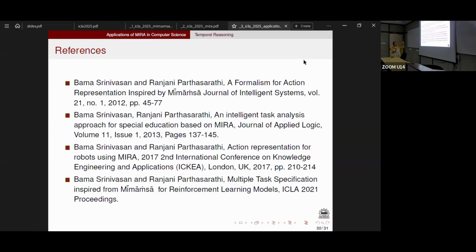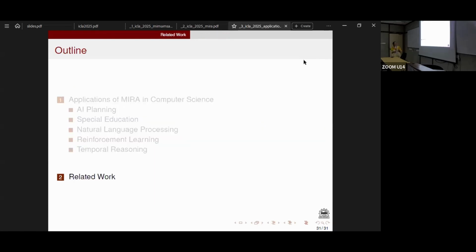These are the references for this work. The first work is on AI planning. The second one is task analysis, that's for special children. The third one is for robotics, and the fourth one is on the reinforcement model. Yeah. The next one, please.